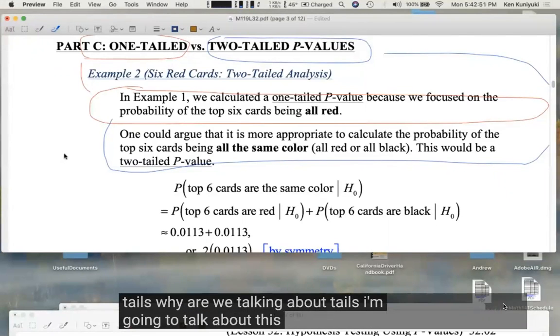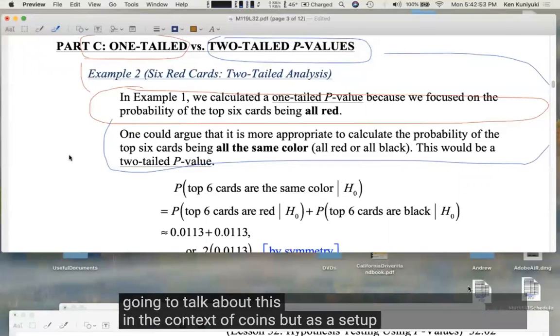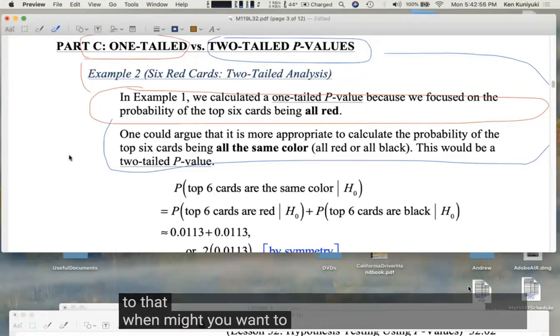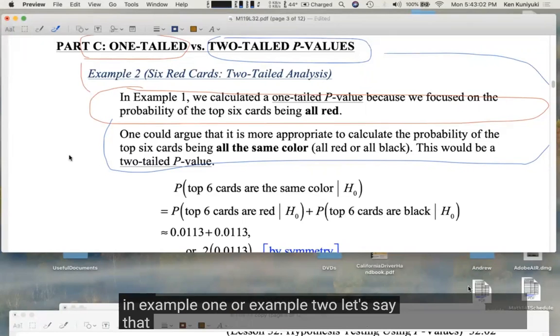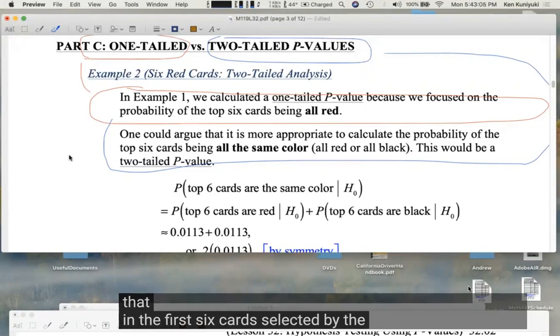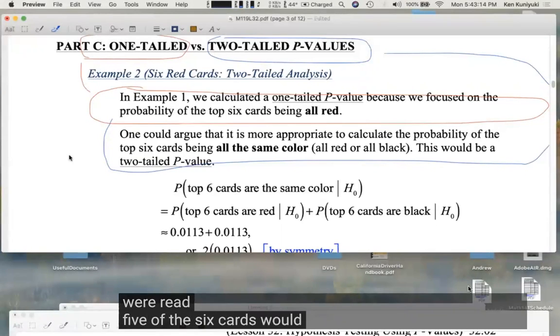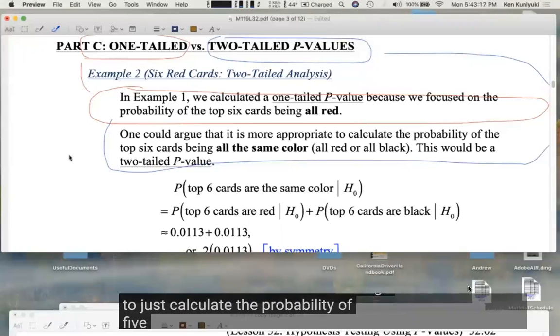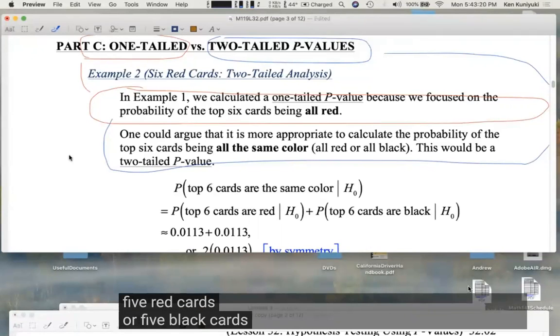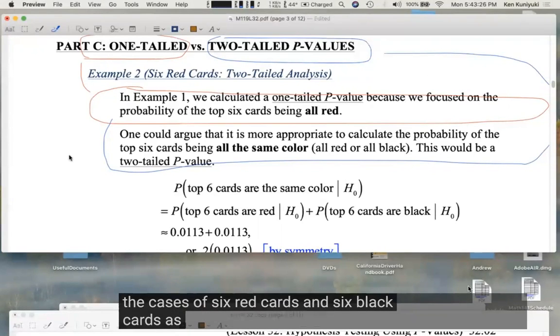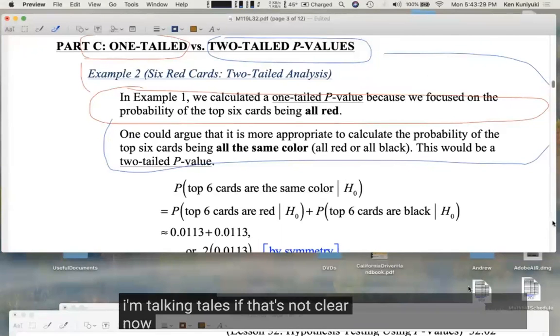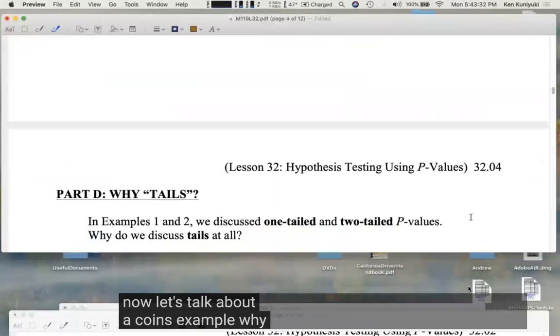I'm going to talk about this in the context of coins, but as a setup to that, when might you want to use this idea of tails in example 1 or example 2? Let's say that in the first 6 cards selected by the students, 5 of the 6 cards were red. Would it be enough to just calculate the probability of 5 red cards or 5 black cards? I would suggest that you would need to consider the cases of 6 red cards and 6 black cards as well. I'm talking tails. If that's not clear now, let's talk about a coins example. Why tails?